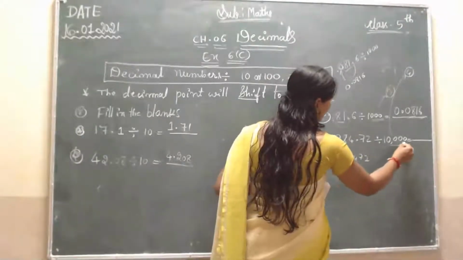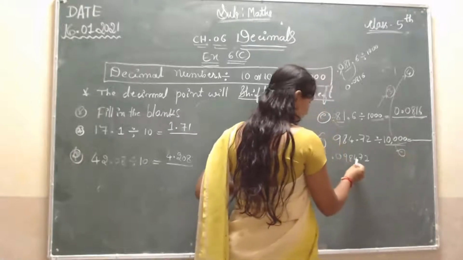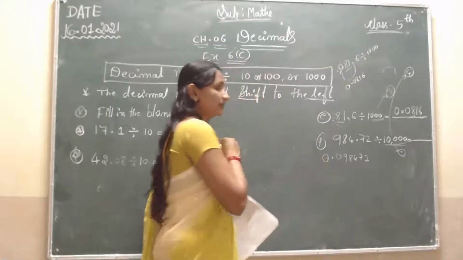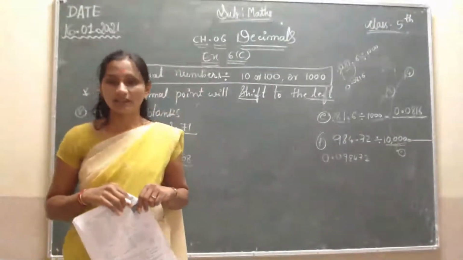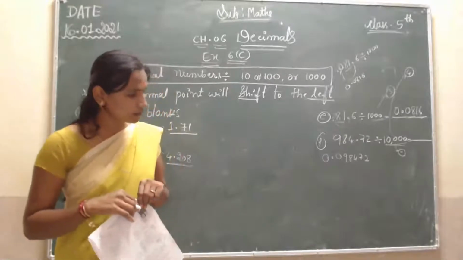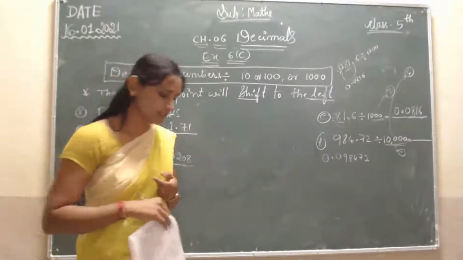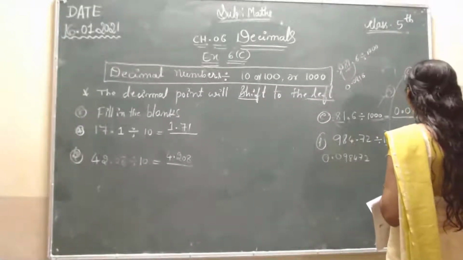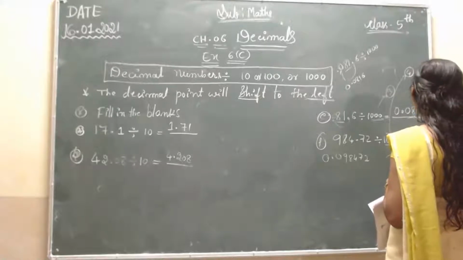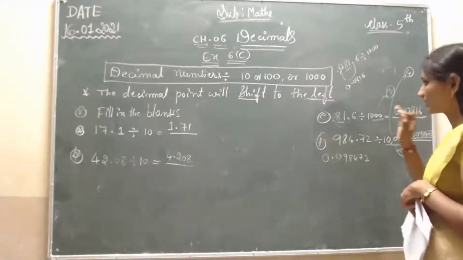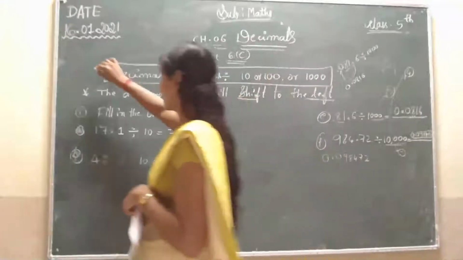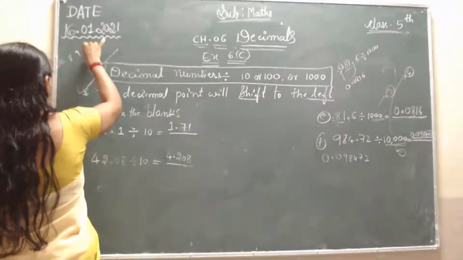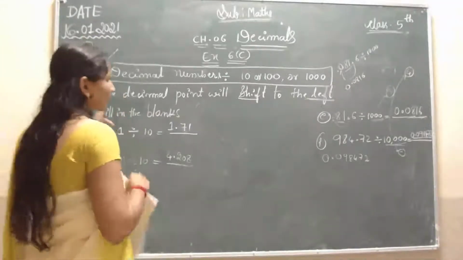0.98472. Students, how many zeros here? There are four zeros, because four places are not given. You have to take the zeros before the point. They are not given, so you must take the zeros. The result is 0.098472. Students, understood? These two points are very important for the mains, for the 8th, 9th and 10th. These two points are very important.